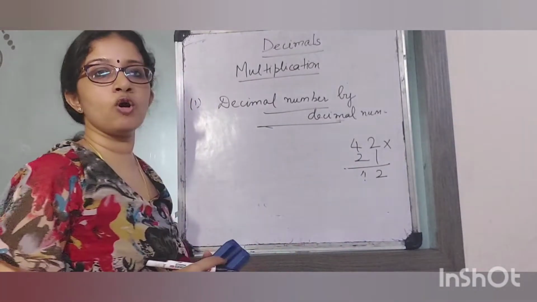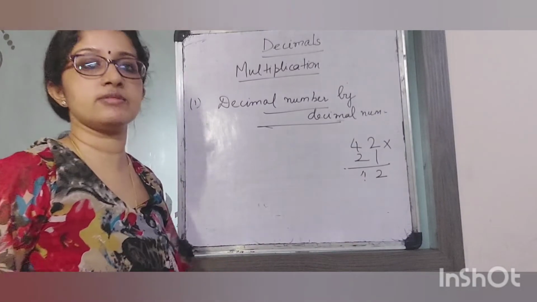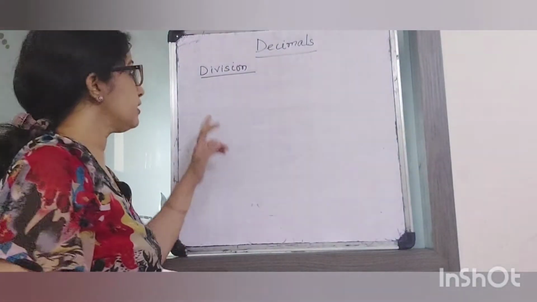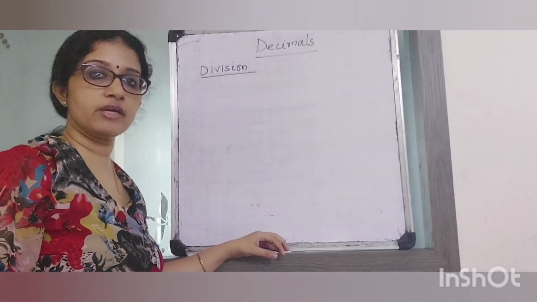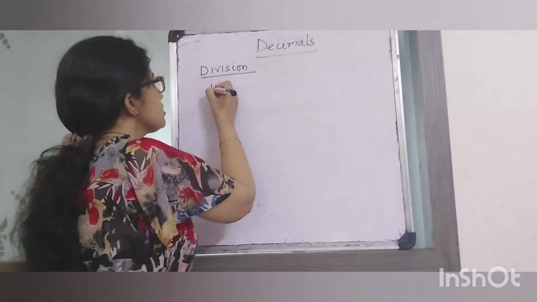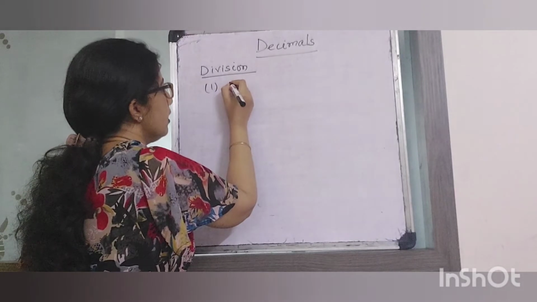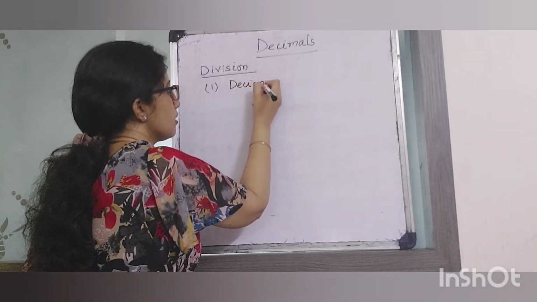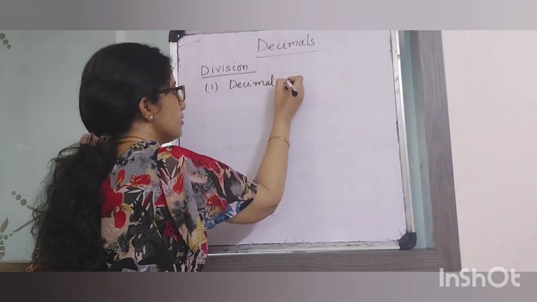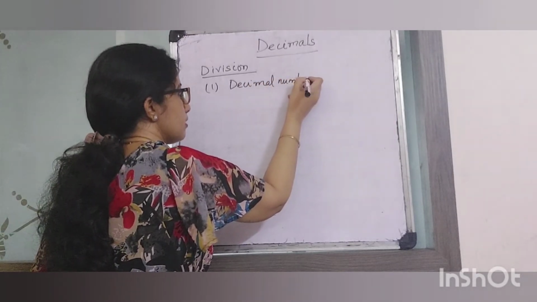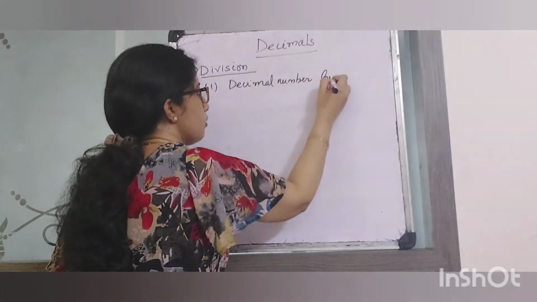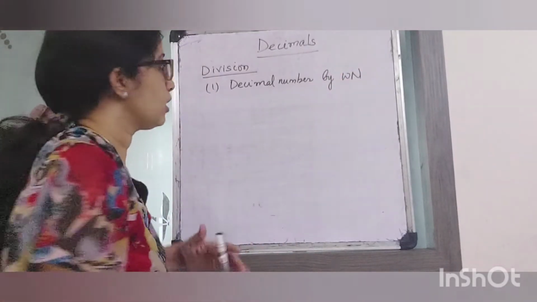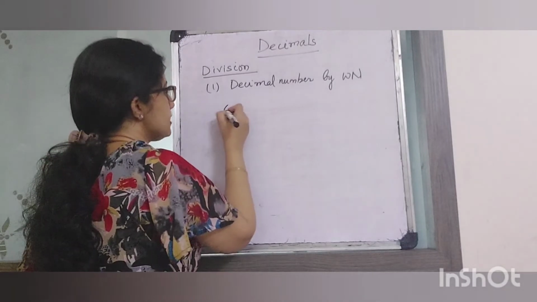Now next we will move on to the division of the decimals. Next we are going to see the division of decimals. Okay. So in that, first one is decimal number by whole number. Okay. So now let's take an example.